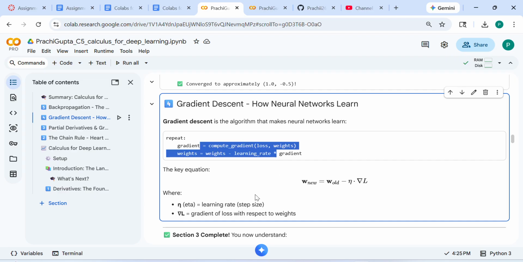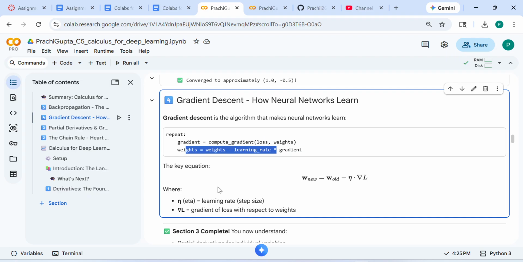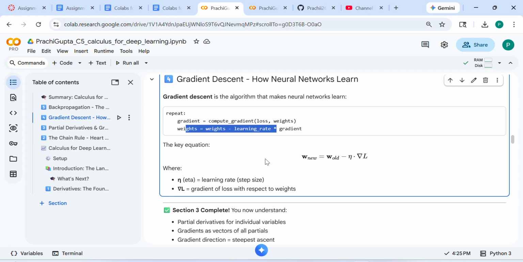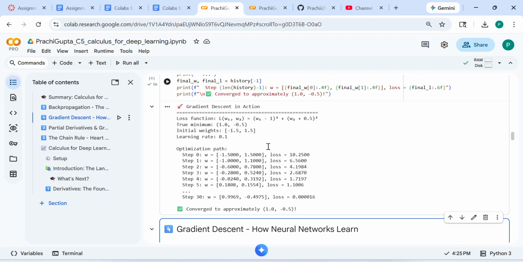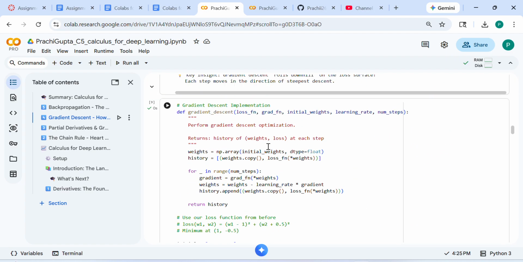It has these two fundamentals. Gradient is equal to computing the gradient of the loss with respect to the weights, and then we adjust the weights. So basically we keep adjusting our weights until our loss becomes minimum. So w new is equal to w old minus eta times the gradient of the loss with respect to weights. This is the formula to calculate the gradient. We'll move forward with the code.